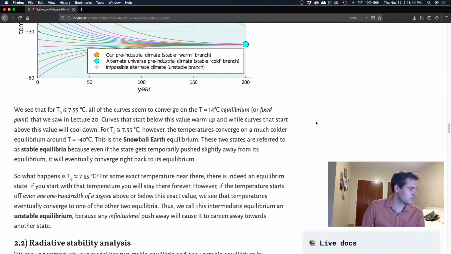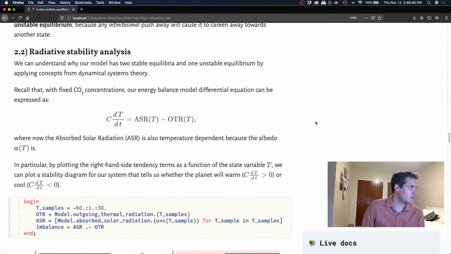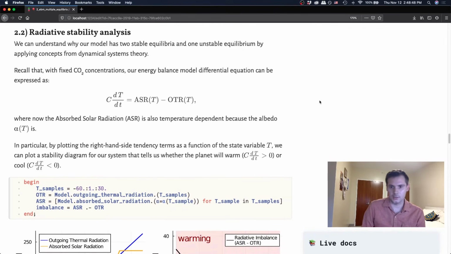All right. So dynamical systems theory gives us a really nice language for trying to understand why these transitions happen and why these equilibria exist. So let's think about that. So our energy balance model is, again, just the change in temperature equals the ASR, which is now a function of temperature, and the outgoing thermal radiation, which is also a function of temperature.